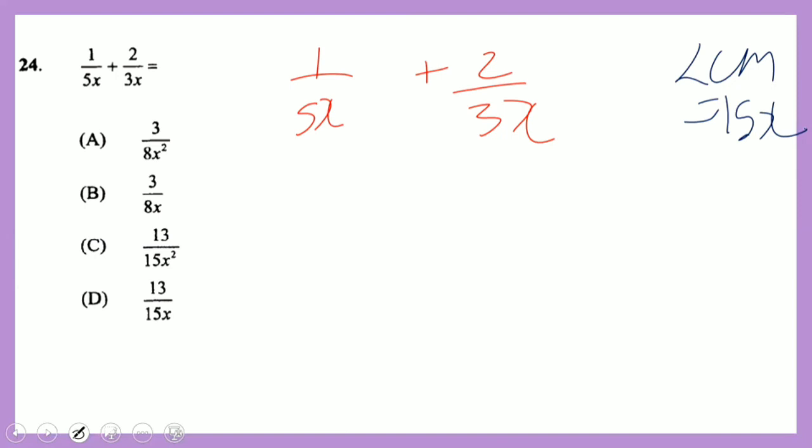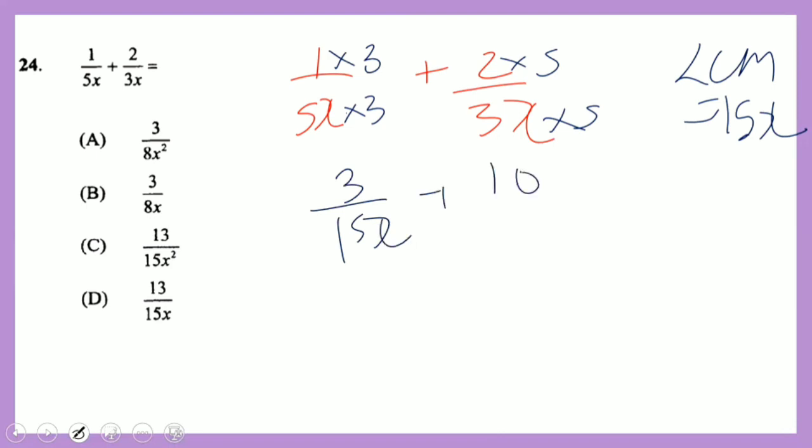All right, so here we go. How do I turn 5x into 15x? Multiply by 3. Whatever I do to the denominator, do it to the numerator. Turning 3x into 15x, multiply by 5. Good. So this now becomes 3 over 15x plus 10 over 15x. Since both denominators are the same, we go ahead and add the numerators. That's 13 over 15x.